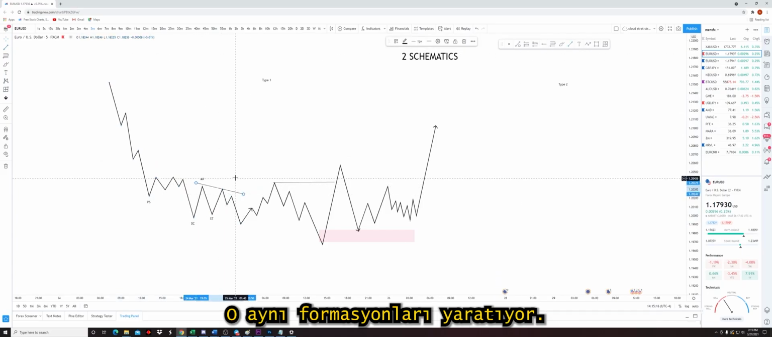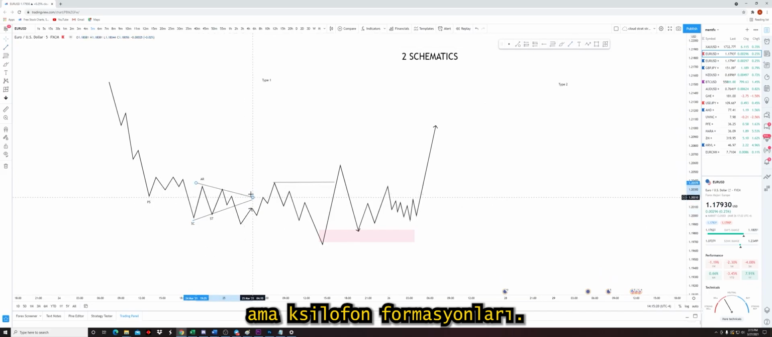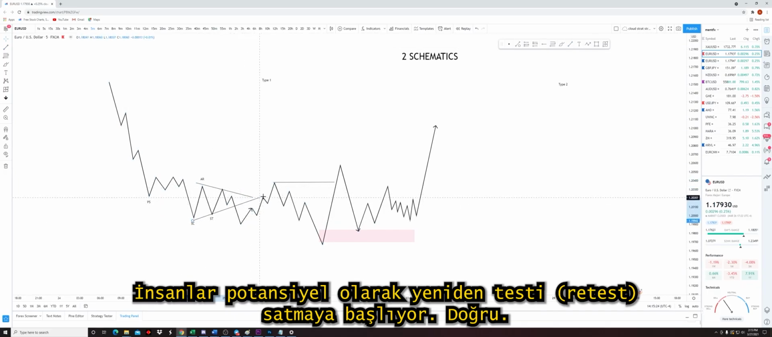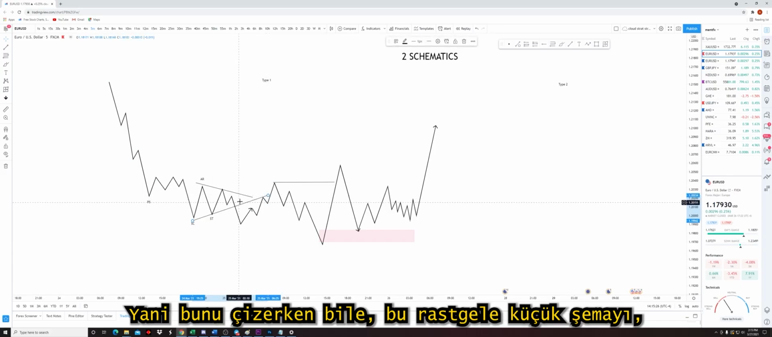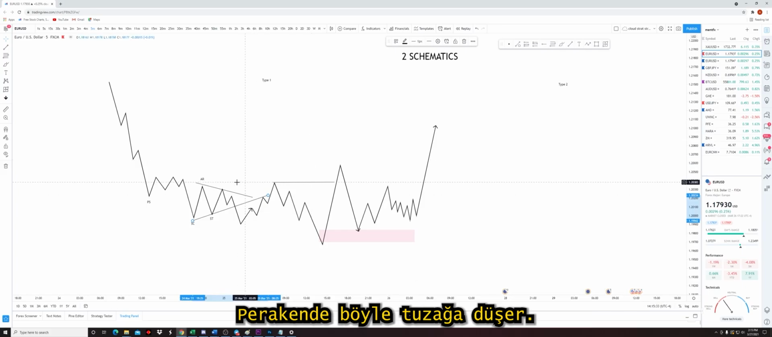It's creating those same patterns, xylophone patterns, triangle patterns in here. There's the breakouts, like liquidations. People start to sell, potentially the retest, right? So even when I draw this random little schematic, you start to see how retail can get very trapped by what they're being taught. This is how retail gets trapped.